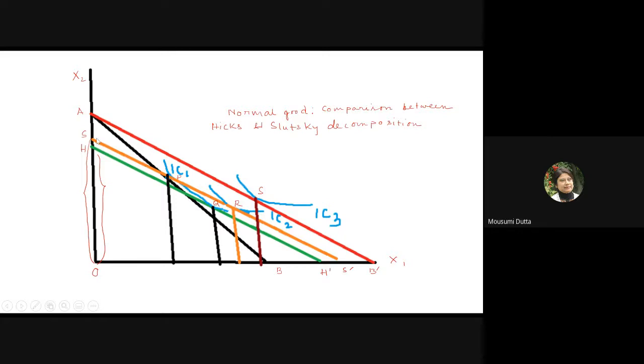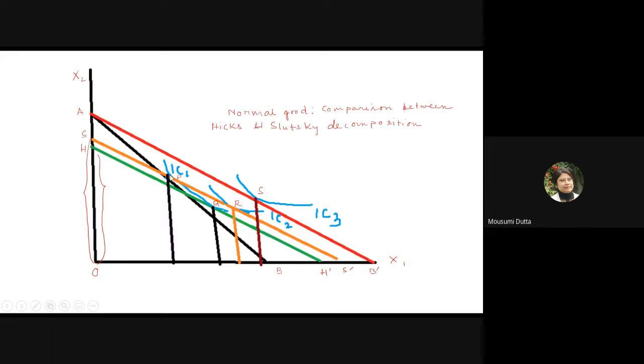So I am basically drawing a line parallel to AB prime, which is passing through P. So with the income OS, the consumer, if like, can consume at P, the initial purchase point. Now, what we found in the last class, this budget line is cutting the IC at P.